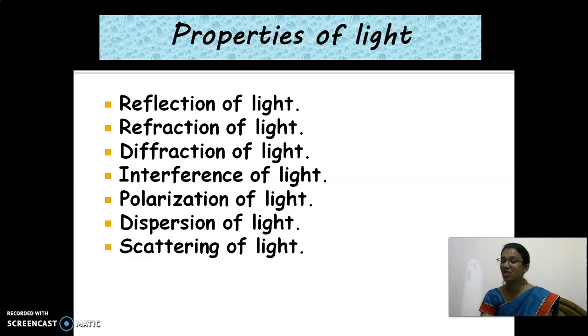And then dispersion of light. The splitting up of white light into 7 different colors is called dispersion of light. The last one is scattering of light. As I already told you, light travels in a straight line. When light travels in a path and is disturbed by an obstacle, deviation takes place. The light rays are scattered. This is called scattering of light.